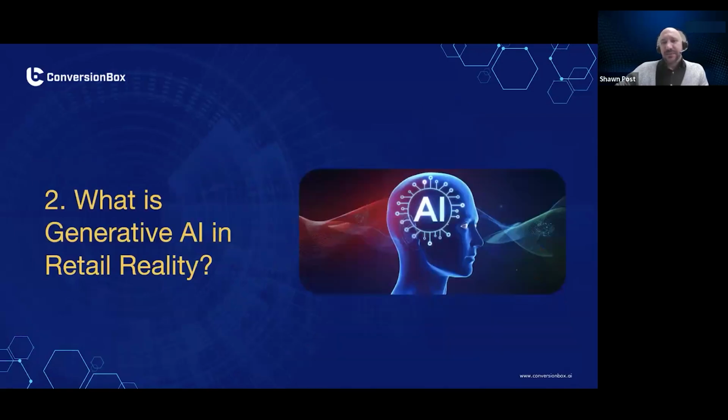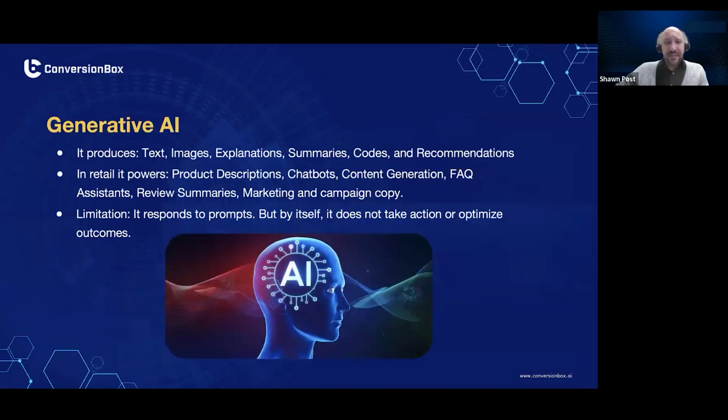Okay, so then what is generative AI in retail reality? In retail reality, generative AI is producing your texts, your images, and summaries. So it powers your product descriptions and marketing copy. Its core limitation, though, is that it only responds to prompts. It doesn't take action or optimize for a specific business outcome on its own. So using generative AI to automatically rewrite 1,000 product descriptions into a friendly tone to improve user experience is great copy, but again, it's not getting those users to convert.